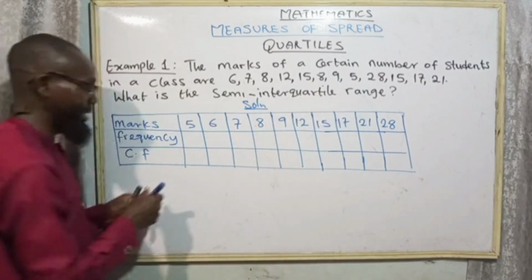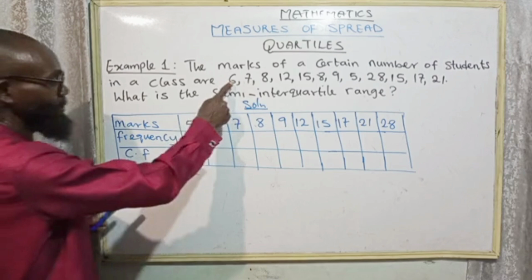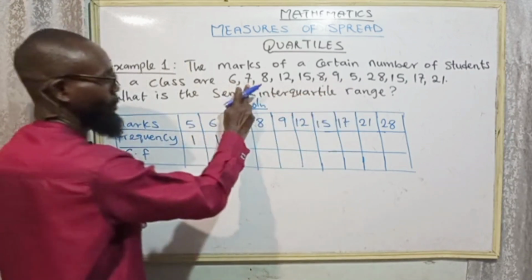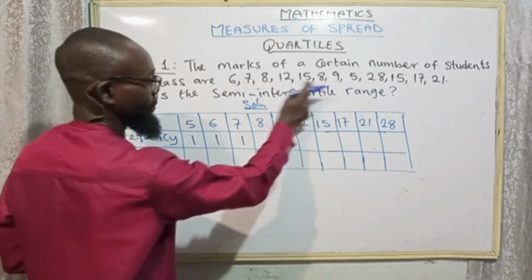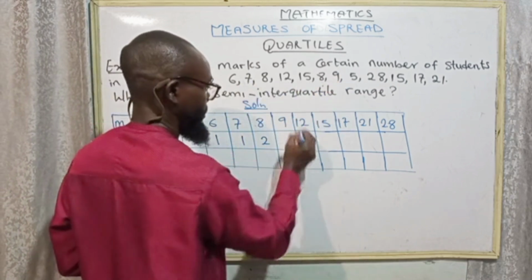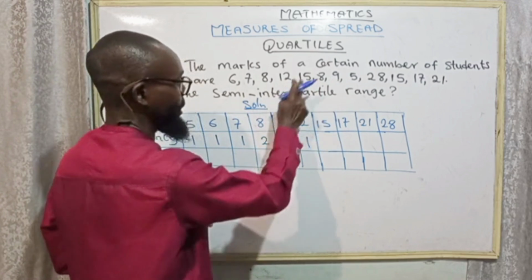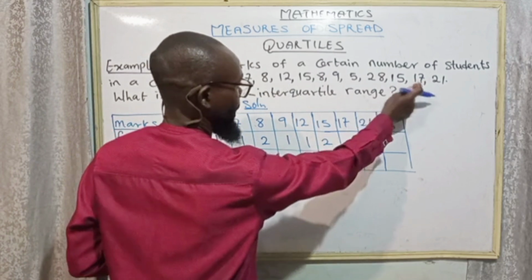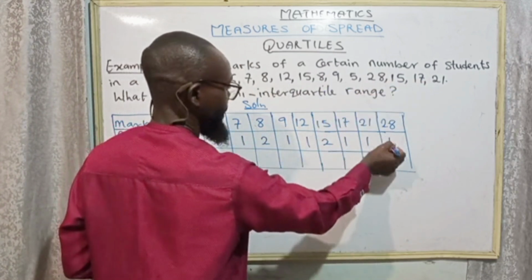1, that is 1, that is frequency. The number of times it appears. How many 6? 1. That is 1 as well. How many 7? 1, that is 1. Then 8, 1, 2. How many? 9, 1. 12, 1 as well. 15, 1, 2. 17, just 1. 21 also is 1. 28 is 1.